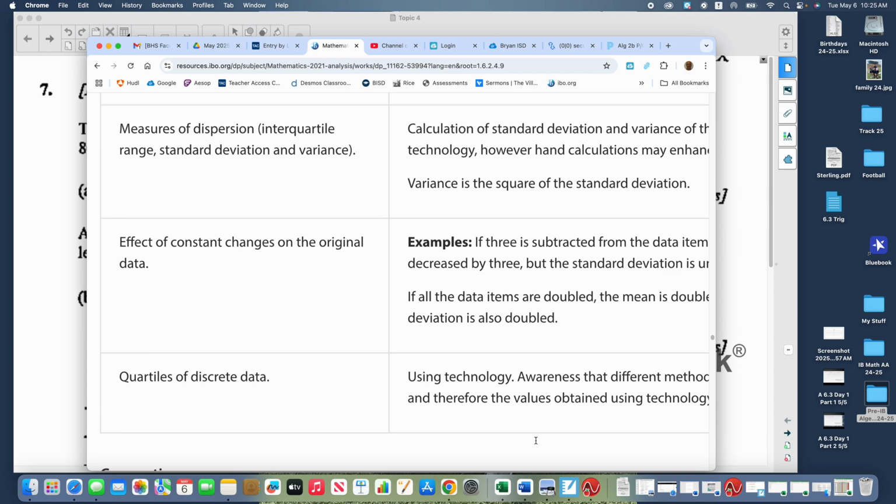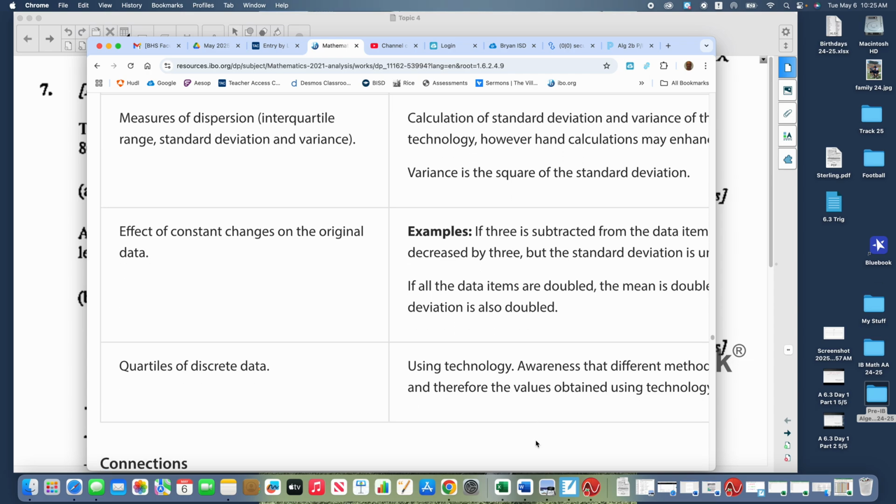Effects of constant changes on original data. Ten years from now, when you come back for your 10-year reunion, actually it'll be 11 years for most of you because you'll graduate next year. But 11 years from now, you'll come back for your reunion. Will the mean of your ages be the same? Will the mean not be the same?